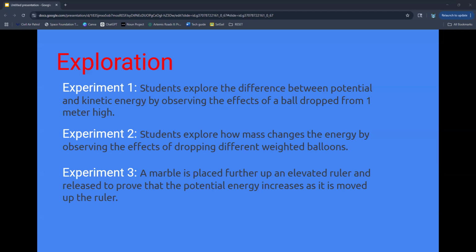And then the third experiment that the students will do is one that explores how height affects the distance a dropped marble will strike the floor. The marble has potential energy as it's held at the top. This potential energy is converted to kinetic energy as the marble rolls down the ramp. And then the potential energy is increased as it is released higher up on the ramp.